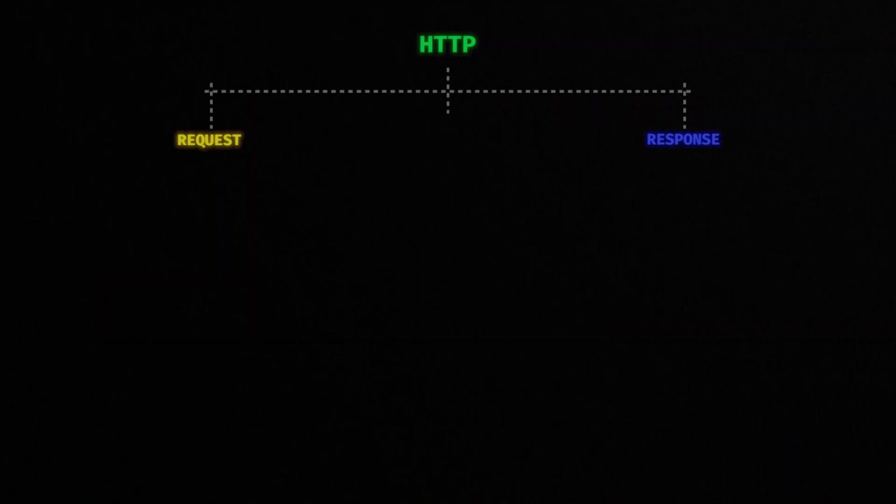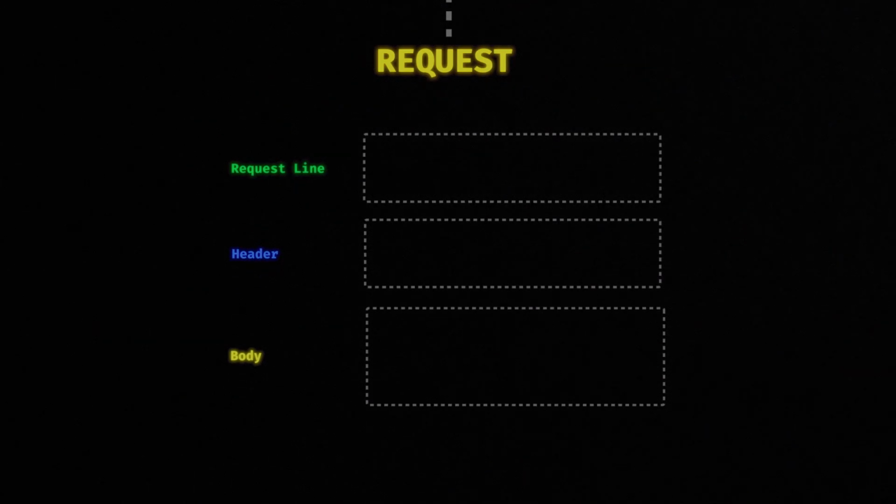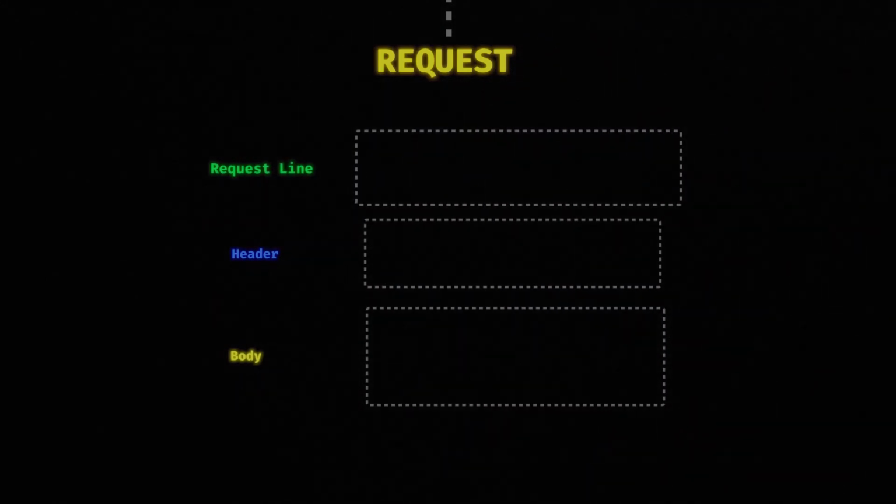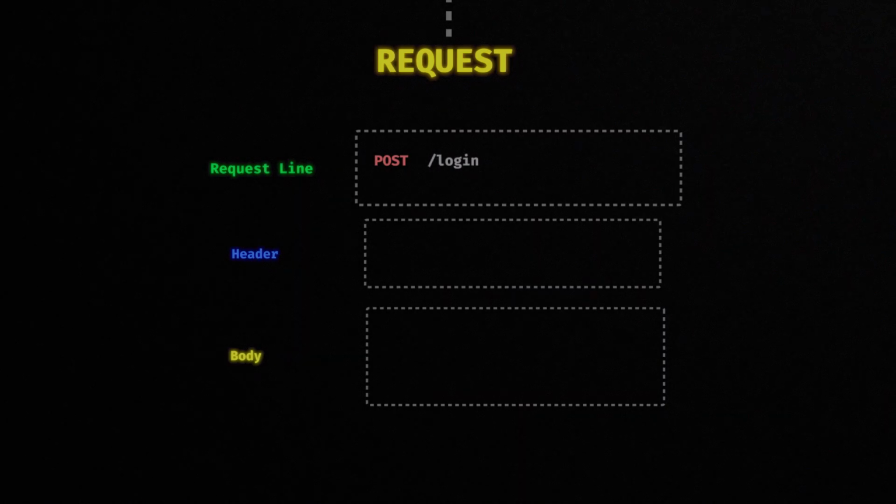Let's start with the HTTP request. An HTTP request has three main parts: the request line, the headers, and an optional body. The request line contains three pieces. The method, like GET or POST, which is the action this request is asking for. The path, the resource you're trying to access, and the HTTP version being used.